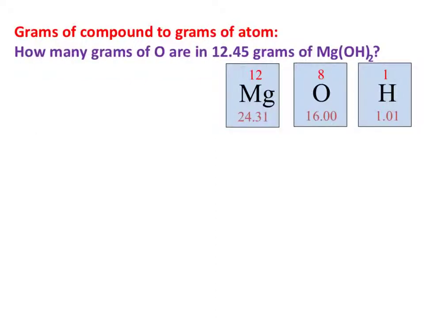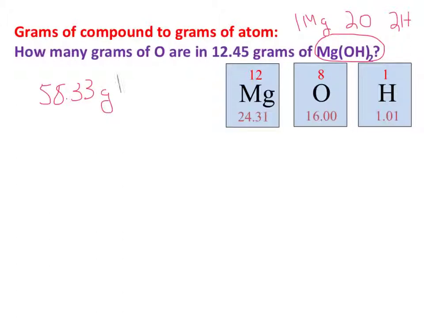This is how to get from grams of a compound to grams of an atom in the compound. If we analyze the compound magnesium hydroxide, we can see that it's composed of 1 magnesium, 2 oxygens, and 2 hydrogens. From previous work, we determined that there are 58.33 grams of magnesium hydroxide in 1 mole of magnesium hydroxide.